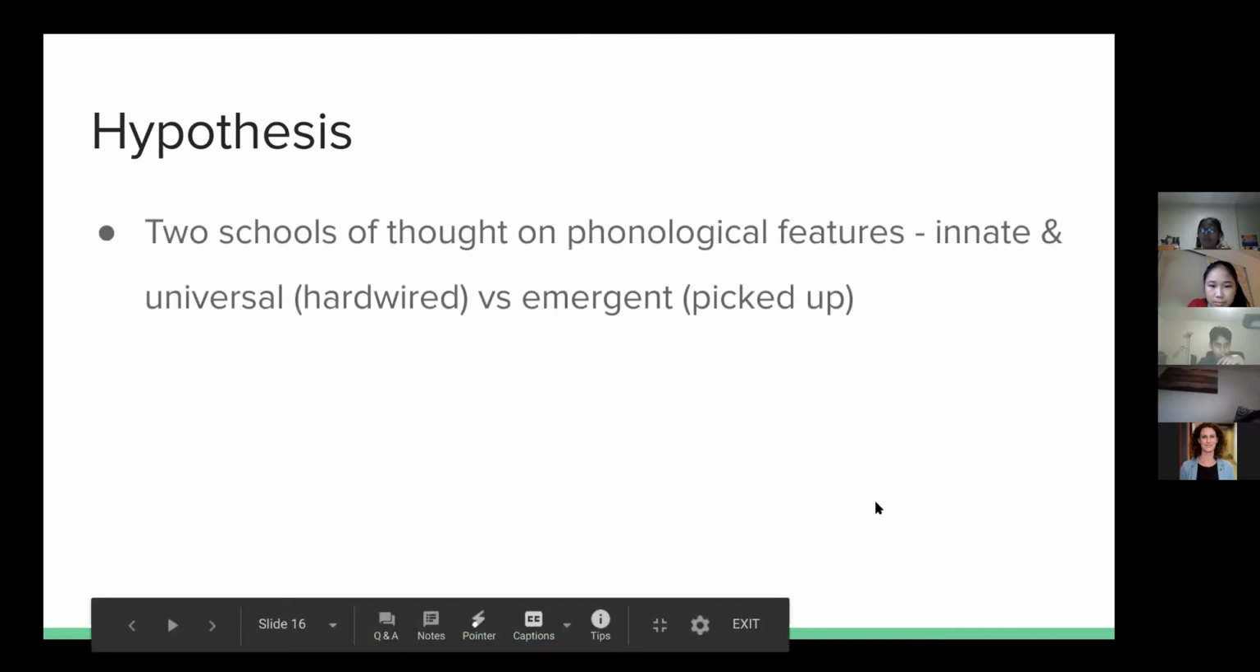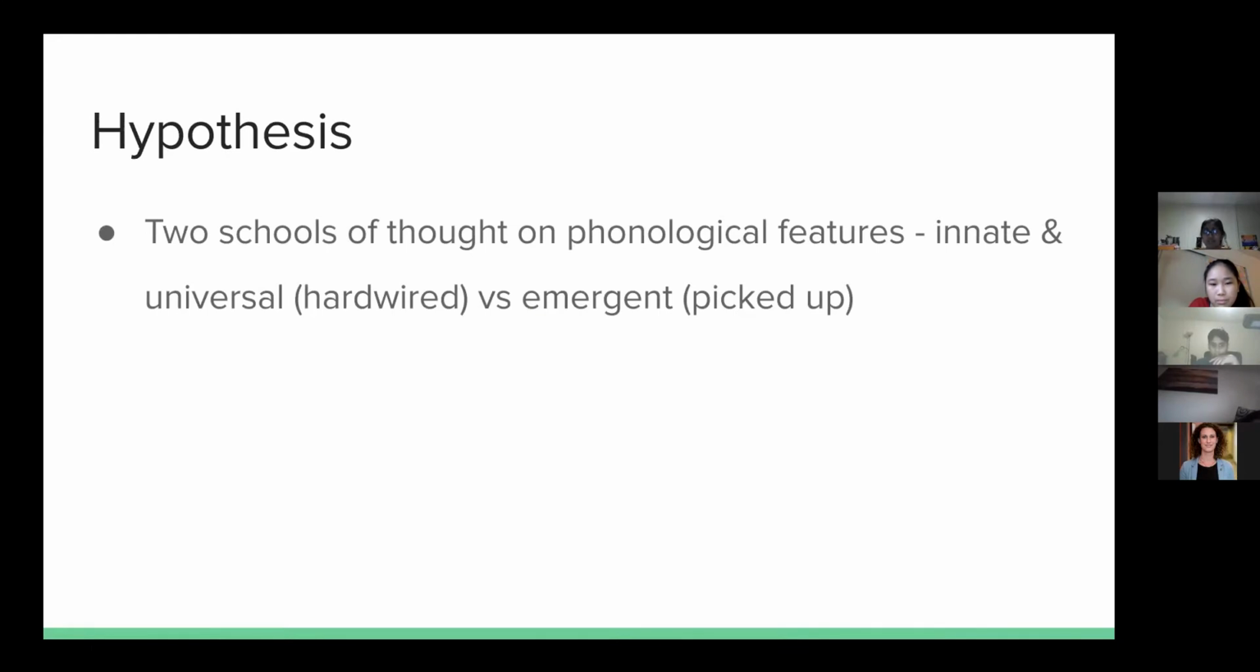So, the hypothesis. There are two schools of thought on phonological features. One is that phonological features are innate and universal. That is, they're somehow hardwired into the human brain, and babies are born knowing that these phonological features can exist. That is the Chomskyan school of thought. Noam Chomsky is a very famous linguist.